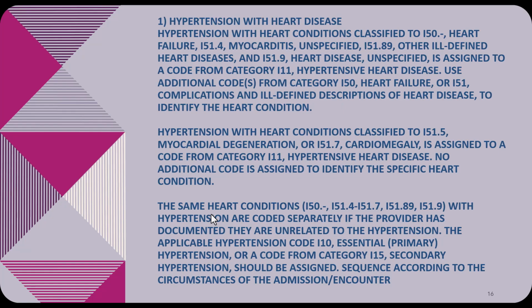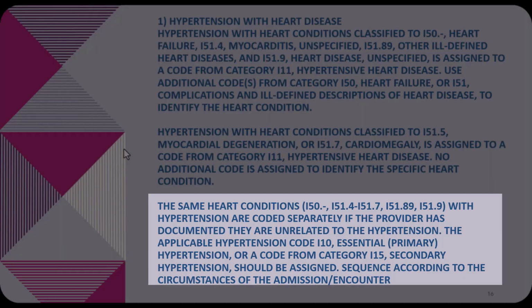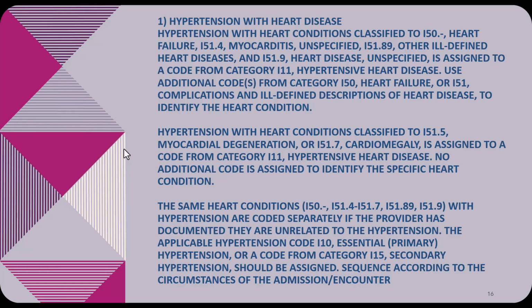The same heart conditions, and they have them listed, pardon me, with hypertension are coded separately if the provider has not documented that they're unrelated to hypertension. The applicable hypertension code I10, essential primary hypertension, or a code from I15, secondary hypertension, should be assigned. So if you're working within a cardiologist office, this is something you most definitely would be interested in.